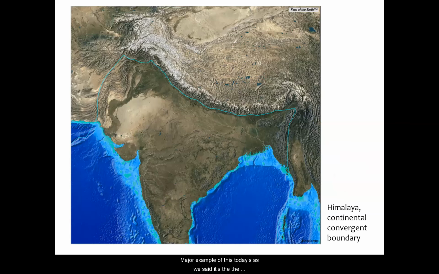The major example of this today is, as we said, the boundary of India here. China's here. Nepal is in between. And we saw that image in the very first lecture of the huge earthquake that happened in Nepal in 2015. That's because of the convergent motion of these plates together. Not really a lot of volcanism associated with this because there's so little subduction, but it's mostly very strong earthquakes and very tall mountains.